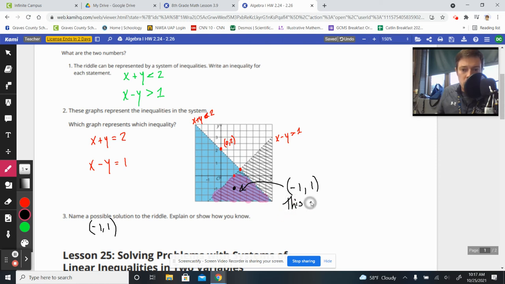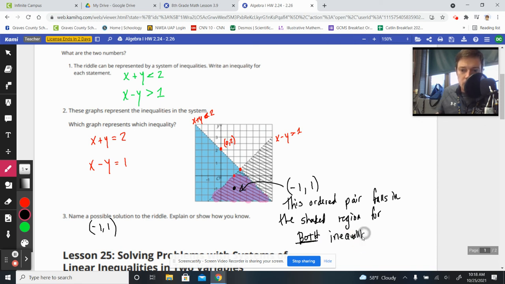This ordered pair falls in the shaded region for both, emphasizing the both, for both inequalities. And that's how I know it works for both of them, because it's in both of their shared shaded regions.